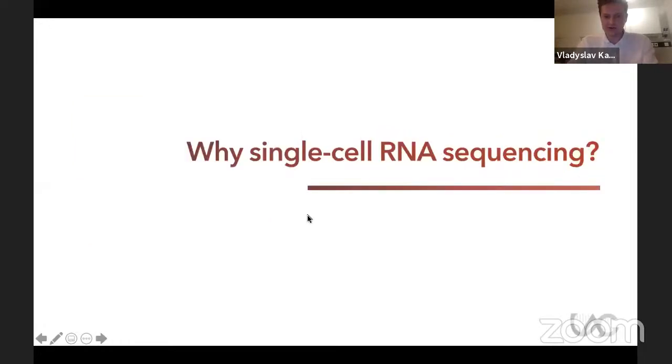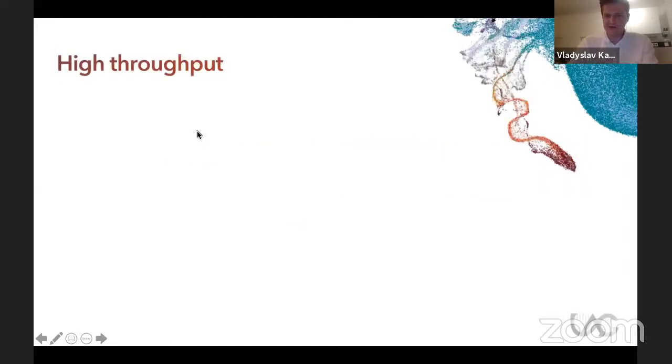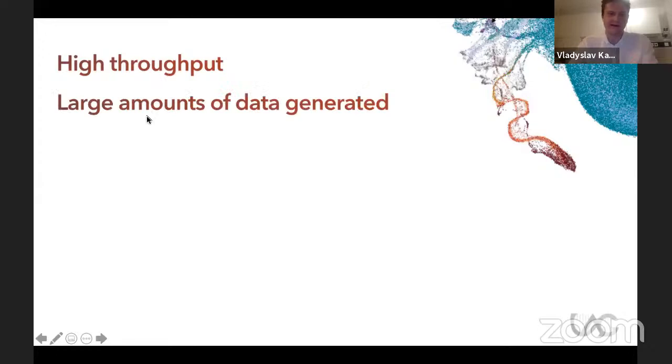So before we start, I would answer maybe the very important question in this case: why should we use single cell RNA sequencing? Why is this technique so hot now, and why is everybody seeking to know a little bit more about the technique? The first point is, of course, that the technique allows you to use a very high throughput, and that's why you are getting large amounts of data generated. So that means with one experiment, you can gain really a lot of data.